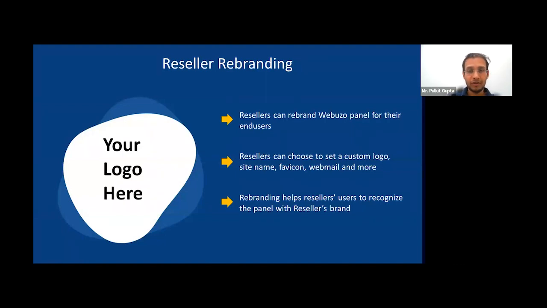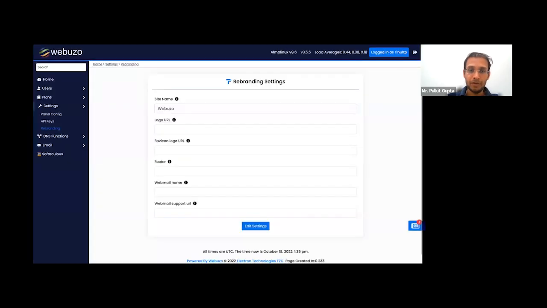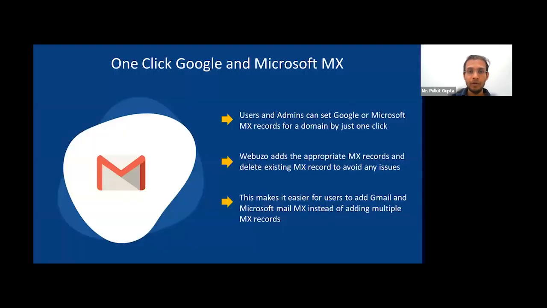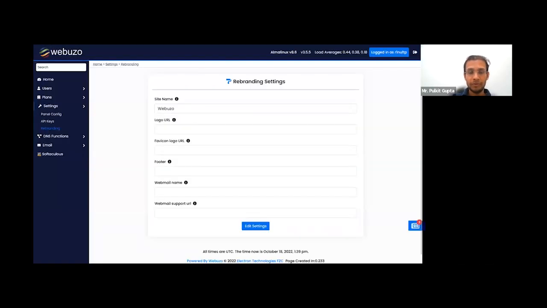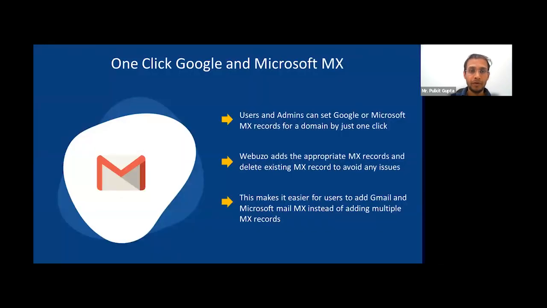We also support reseller options in WebUso now, which is in V3. Resellers can also rebrand as per their preferences. They can set their logos, their name, and other branding parameters. This is the screenshot of the rebranding options for resellers in WebUso. As an admin, also as a root admin, you can any which way set these parameters for all your users.